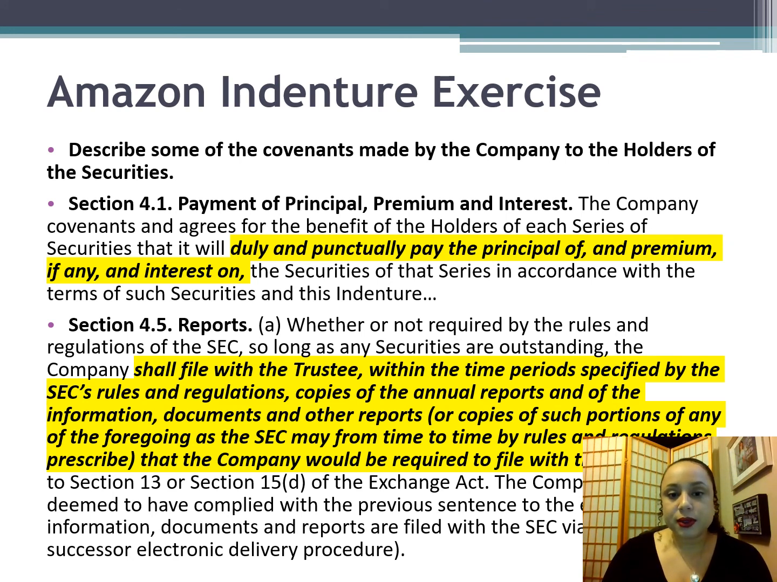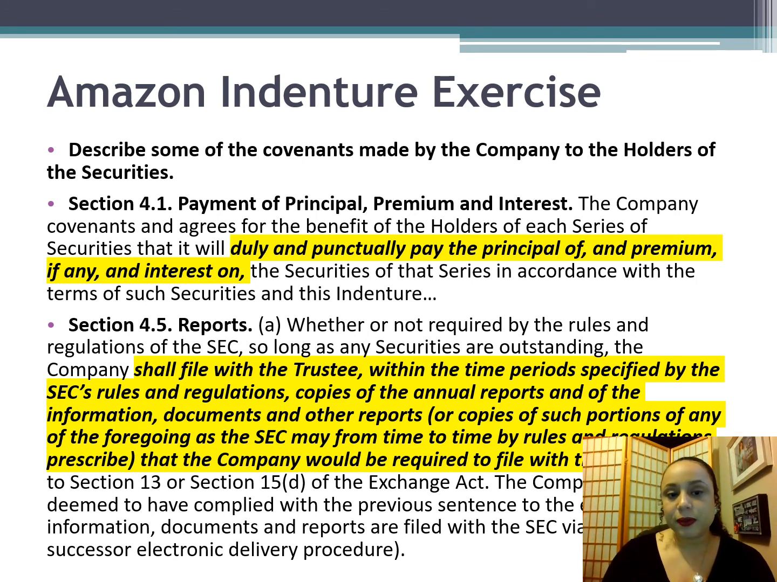And so reports: whether or not required by the rules and regulations of the SEC, very similar to the case we just looked at, so long as any securities are outstanding, the company shall file with the trustee, within the time period specified by the SEC's rules and regulations, copies of... okay, so this seems to be a more stringent provision than our last case.